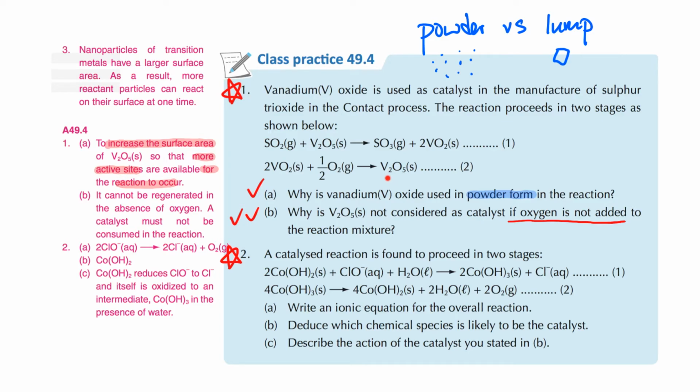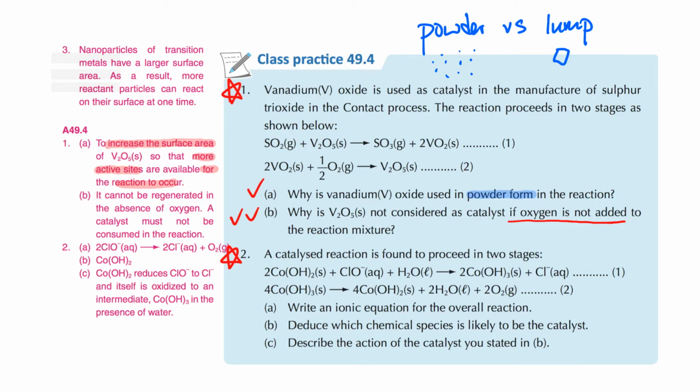So this vanadium pentoxide can then regenerate after incorporating the oxygen in it. So we find that this one we cannot consider as a catalyst, because it doesn't regenerate itself in statement 1, in the reaction 1. Therefore, if we add oxygen to it, vanadium pentoxide can be regenerated.